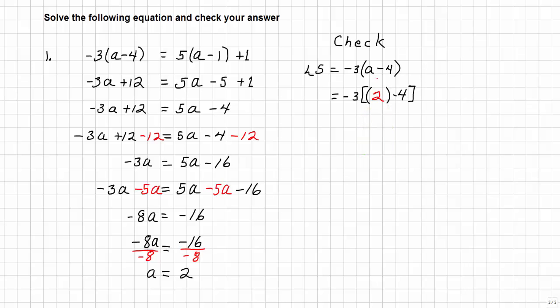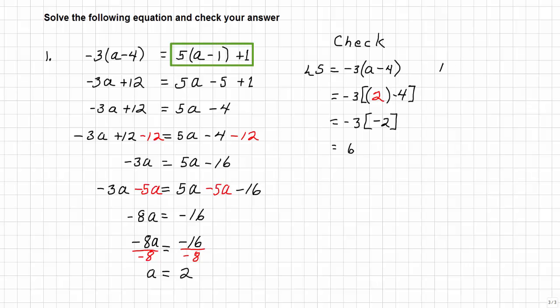So now I've substituted the 2 for the a on the left side. And if I simplify what's inside the brackets, which you always do first, you have positive 2 minus 4. So you end up with negative 2. And outside the brackets, you have negative 3, and it's multiplied by negative 2, so you end up with 6.